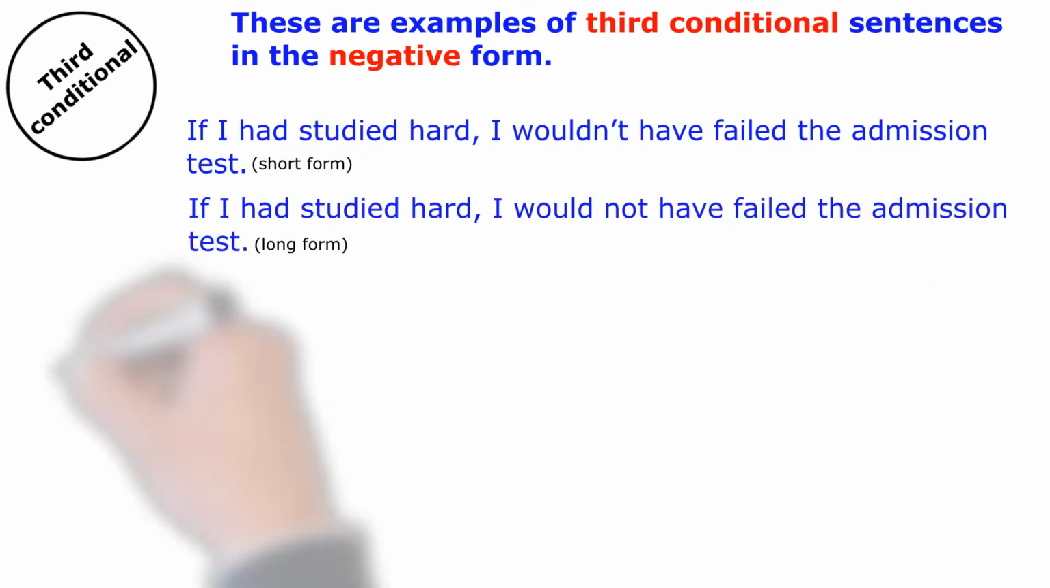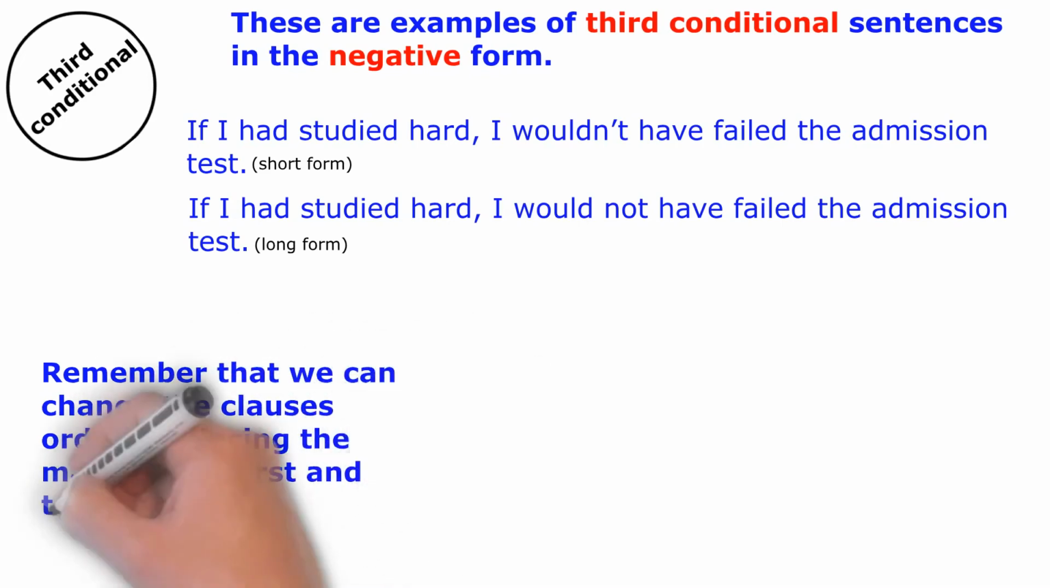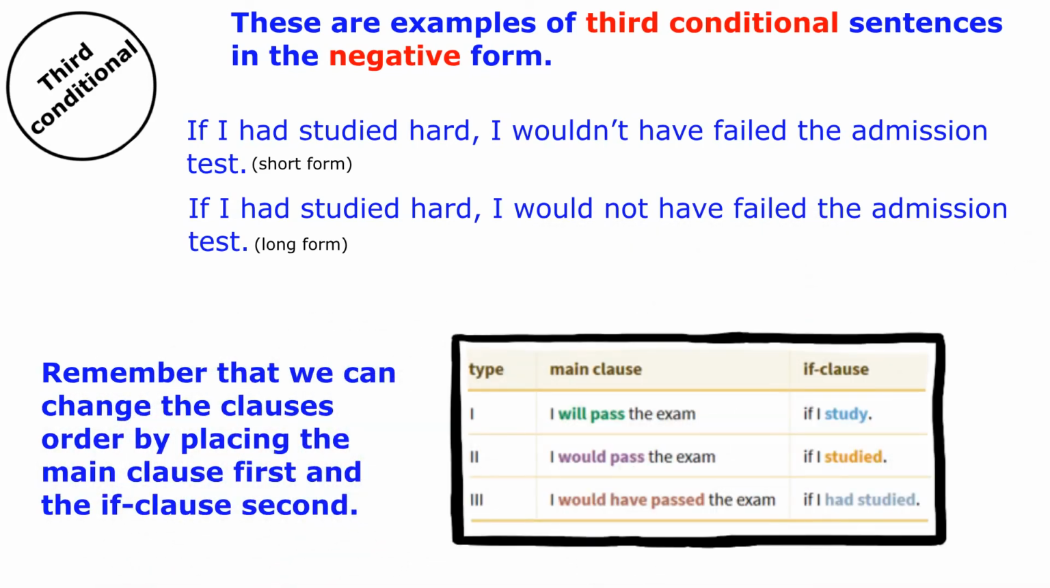Remember that we can change the clause's order by placing the main clause first and the if clause second. I will pass the exam if I study. I would pass the exam if I studied. I would have passed the exam if I had studied.